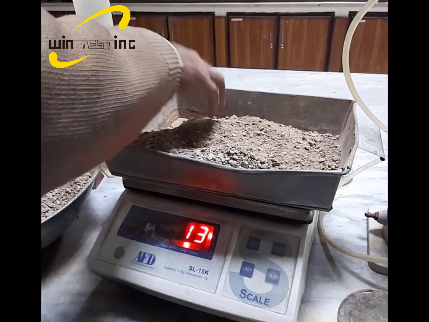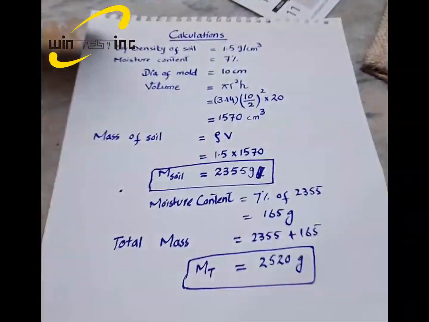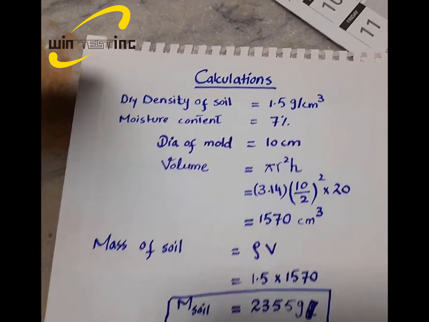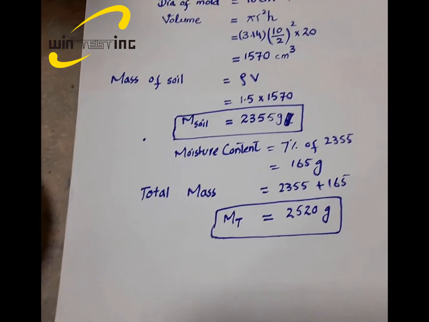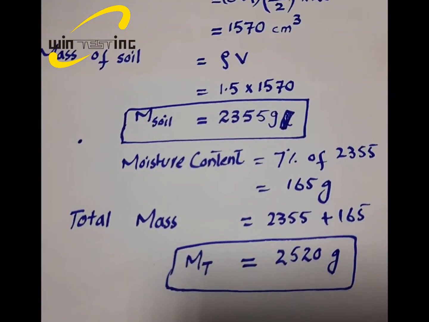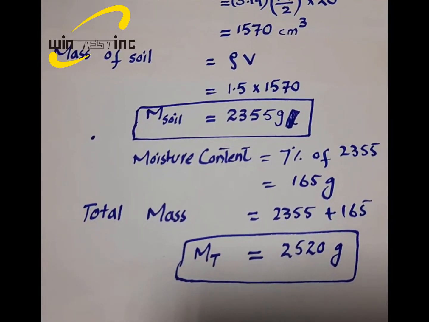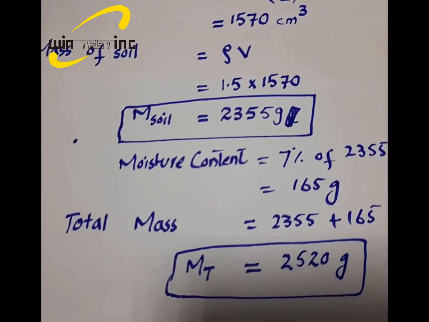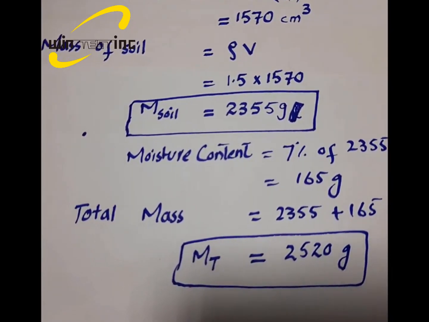Now we need to prepare a remolded sample. We'll have to add some moisture content. How? As you can see here, we have the moisture content, that is 7%. So how will we calculate the moisture content in grams or volume? It is basically 7% of 2355 gram. So 7% of 2355 gram comes out to be 165 gram.